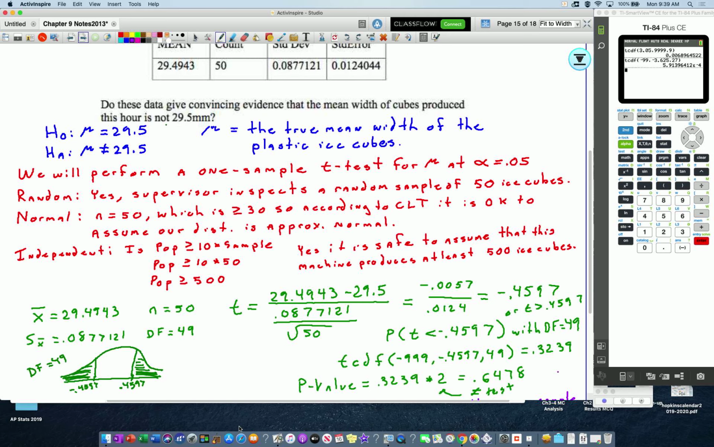So then, is it independent? Well, is our population greater than 10 times our sample? So is our population greater than 500? I think it's safe to assume that this company is making at least 500 ice cubes an hour. Okay? So now what's nice is all of this information right here we're going to use in the do.